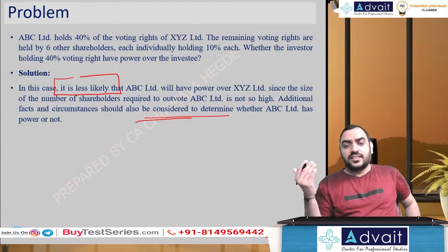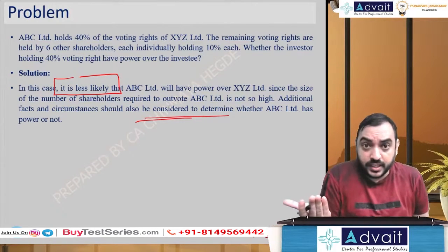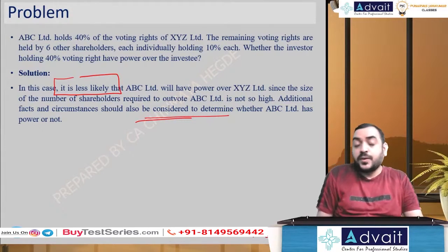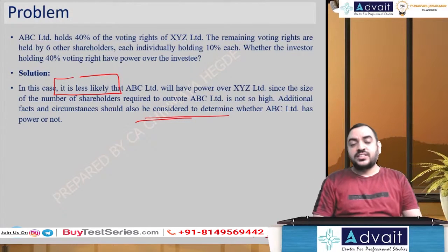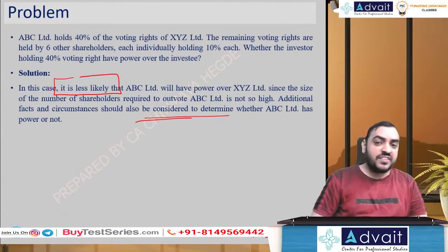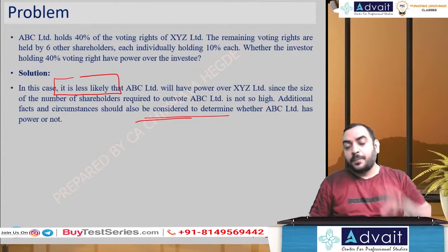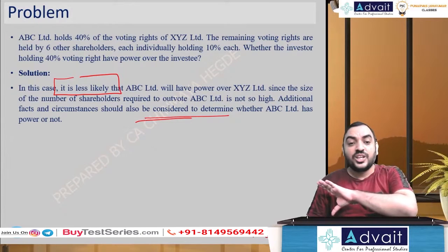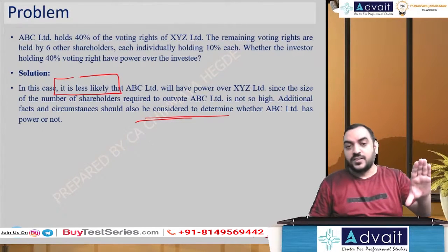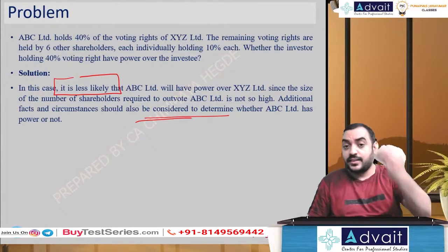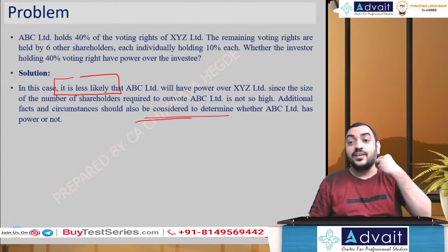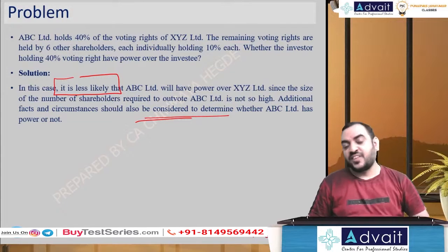So if the facts are like that, it may be that even with 40% you can have the power. But on the facts given, one person having 40% and six persons having 10% each, a person having 40% is not authoritative. We cannot say conclusively, or with high probability, that he will have the power.